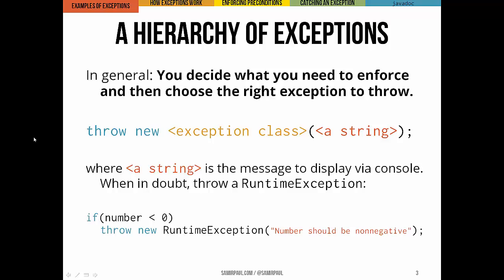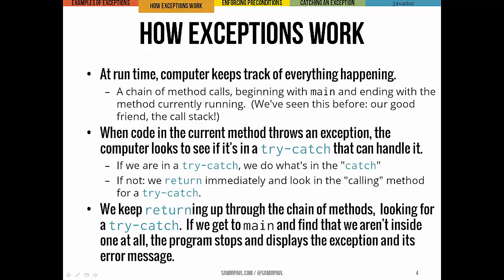So an example here is if we wanted to enforce the fact that the number, say it's inputted by the user or it comes in as a parameter, must be greater than or equal to 0, you could say if number is less than 0, throw a new runtime exception, and the message we want to store in it is number should be non-negative. So you can see here we're essentially instantiating a new exception object and using the throw statement to propagate it, to throw it back. So maybe a brief overview of how exceptions work would be in order.